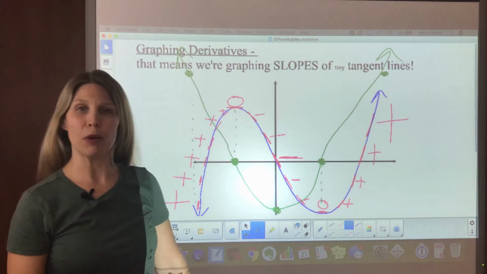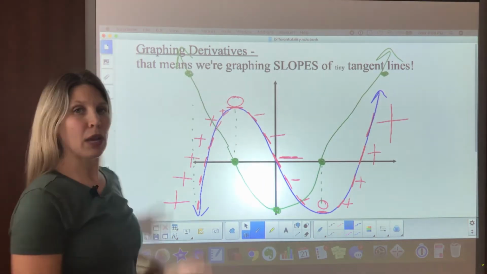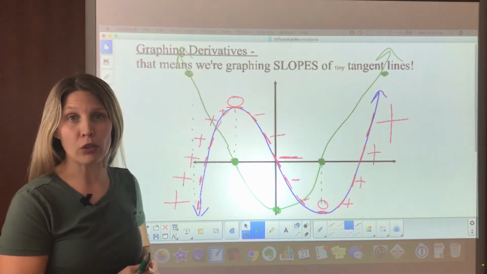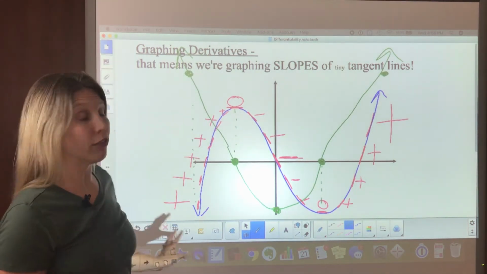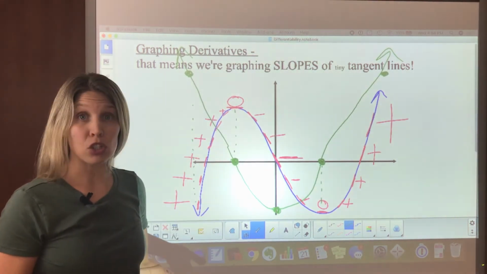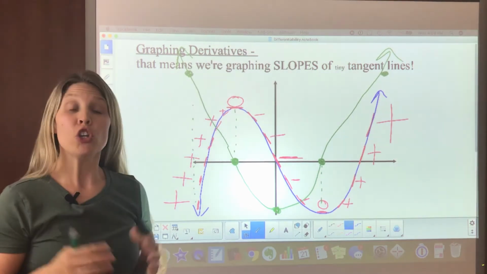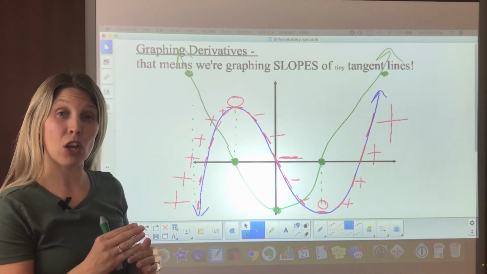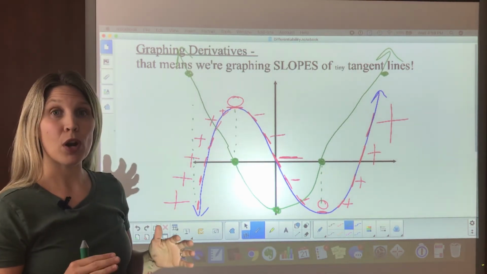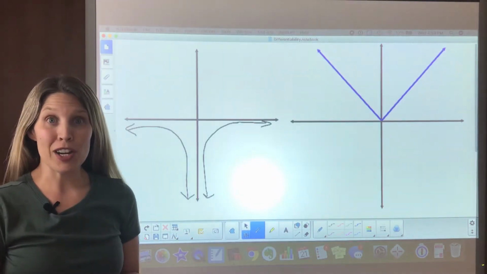Now, is my graph perfect? No, but that's okay. You get the general idea and the general shape. And if you see, the blue graph was an x cubed graph, and the green is an x squared graph. You're taking the function that you're given, you're using tiny tangent lines, tiny slopes, to graph the slope of the derivative. Let's try a couple more examples.